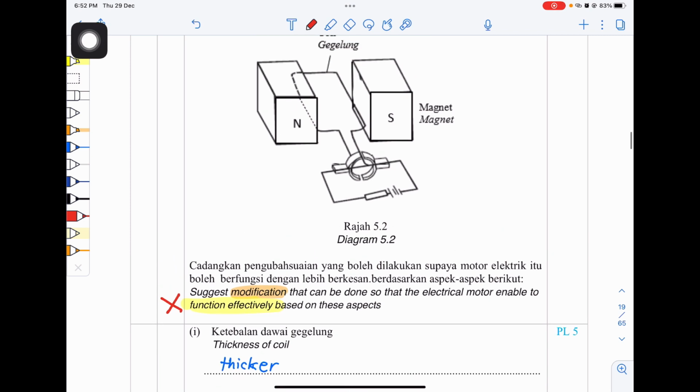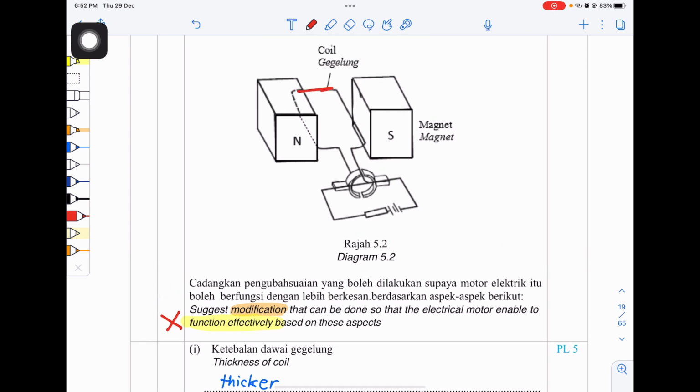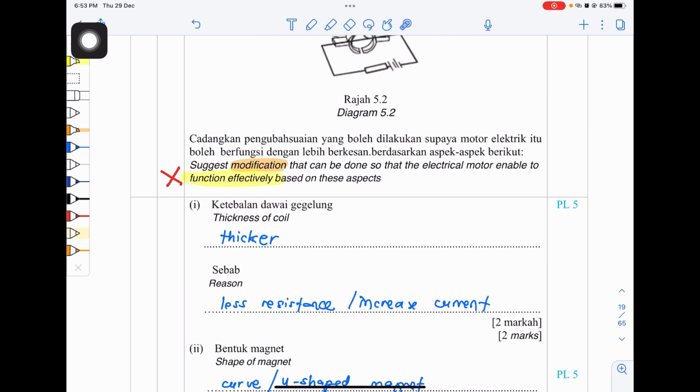Now, first factor, thickness of coil. So we know this coil. Okay, the thicker the wire, the better. Why? We know, we have learned the electricity topic. The thicker the wire, the less the resistance. So that means the current increases. So you can answer either one. Whether you want to say less resistance, or you want to say increase current, both are correct. Okay, so you get 2 marks. 1 mark, 2 marks.